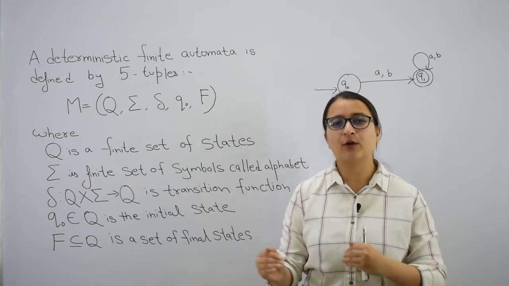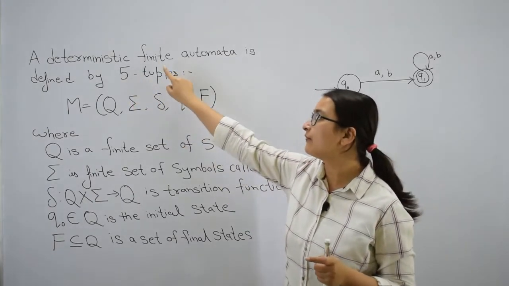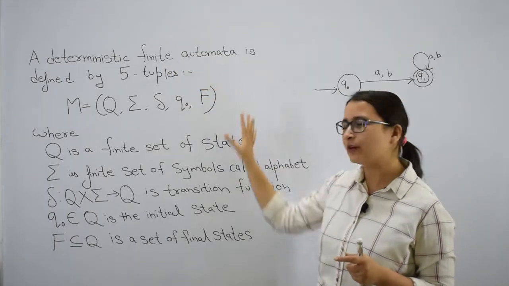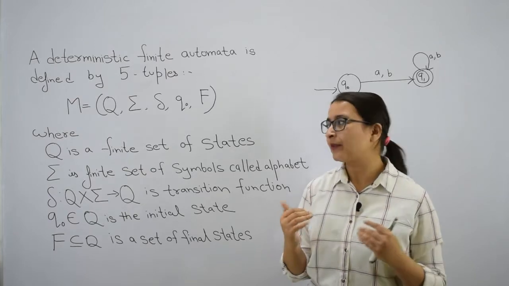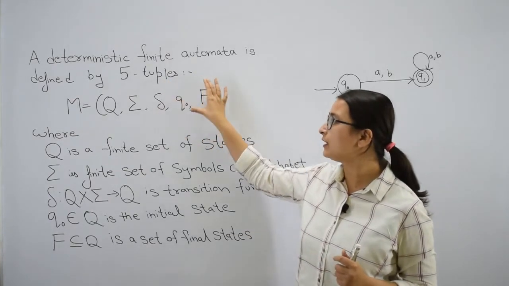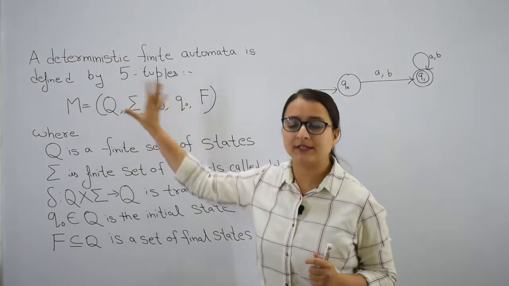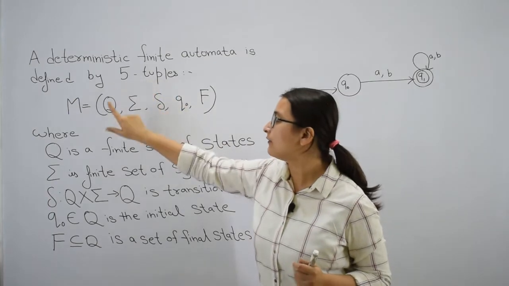Once you have understood what is DFA, it is also short formed as DFA, D for deterministic, F for finite and A for automata, then the rest of the things will start coming easy to you. So let me define what it is. It is defined using 5 tuples. So we have 5 things over here. I have also written it.